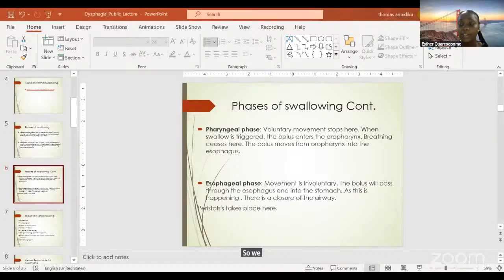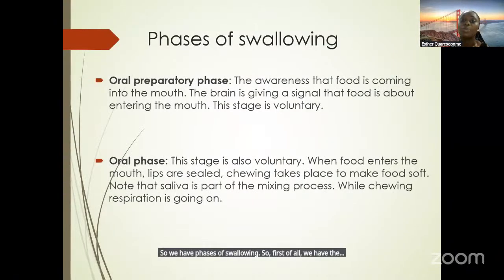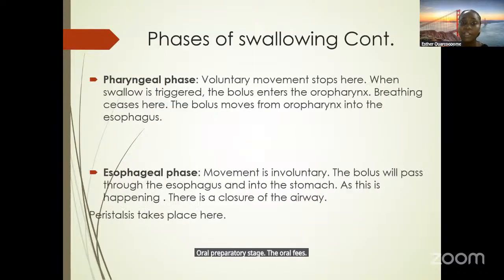So we have phases of swallowing. So first of all, we have the oral preparatory stage, the oral phase, the pharyngeal phase, and then the oesophageal stage. There are 4 phases of swallowing.